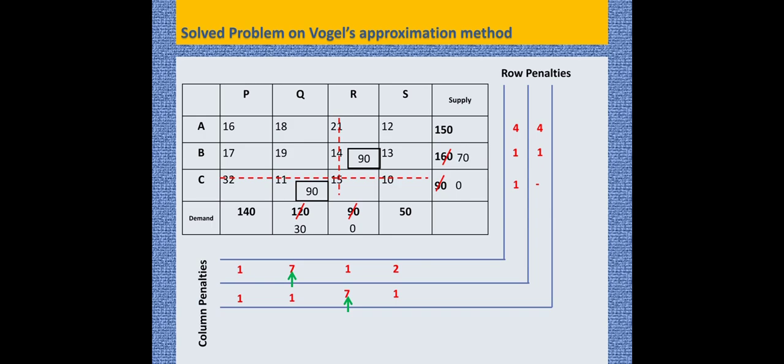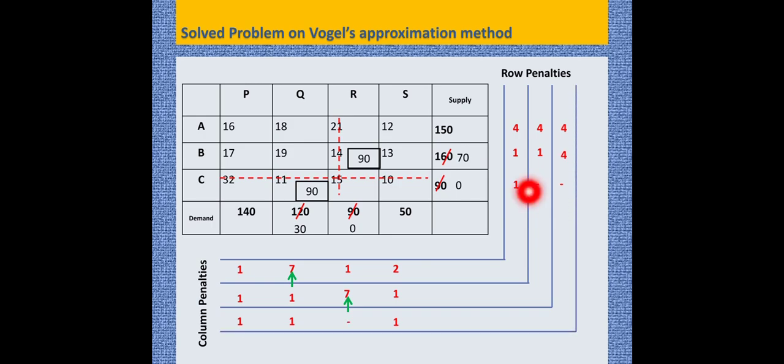Now I will again calculate row penalties and column penalties for the reduced transportation table. So here again 16 minus 12 is 4. 17 minus 13 is 4. 17 minus 16 is 1. 19 minus 18 is 1. Here it is striked off, so we can't calculate. So 13 minus 12 is 1. So here if you see, there is a tie in the largest penalty. Both is having penalty 4.